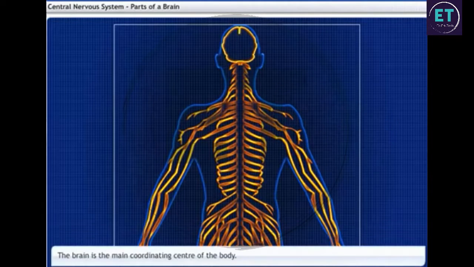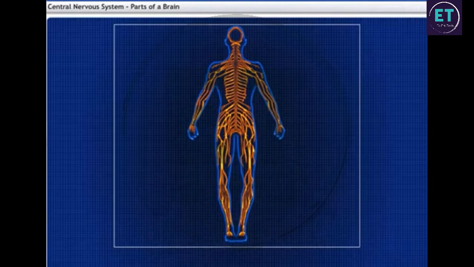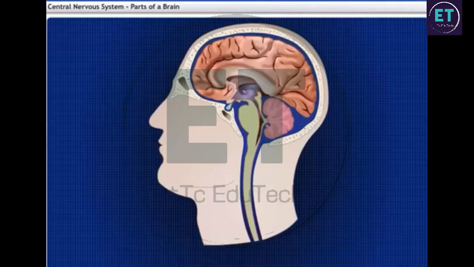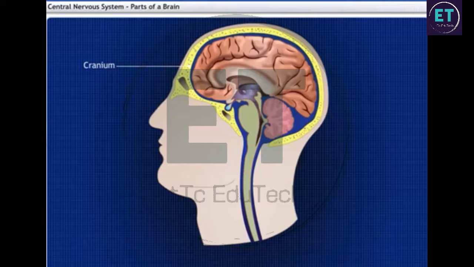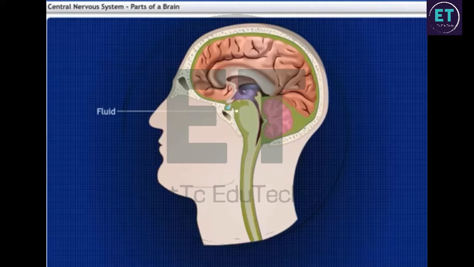The brain is the main coordinating center of the body. It is a relatively small organ and constitutes about 2% of our total body weight. The human brain is a delicate organ and protected in a brain box called the cranium. Inside the cranium, the brain is contained in a fluid-filled space, which provides further shock absorption.